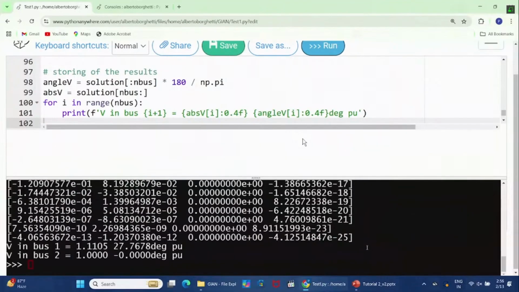So you see the voltage in bus 2, the receiving end, is 1 and 0 degrees as mentioned, and we have calculated the voltage in the sending bus. So it is 1.105 and 27.7677 degrees. Okay. Do you have any comment until now? Is it running also for you?